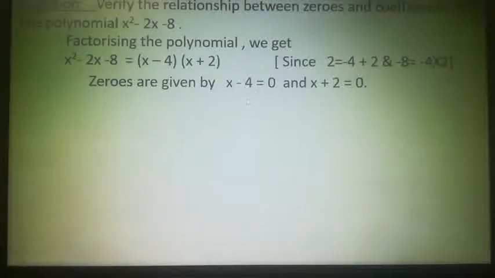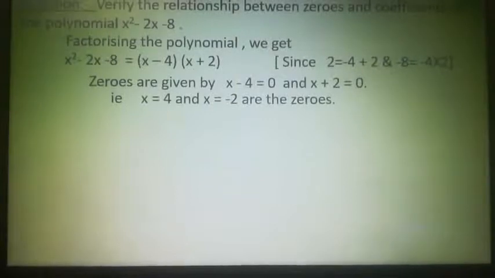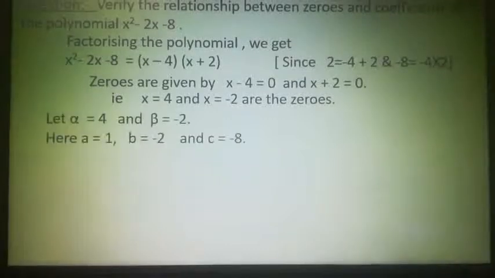And from these two, we get x is equal to 4, positive 4, and x is equal to negative 2, are the two zeros of this polynomial. Now we got 2 zeros. And in the process, we are denoting the two zeros of a quadratic polynomial as alpha and beta. So one of these values we can call alpha. So let alpha be the first value, say 4, and beta the second zero, that is negative 2.